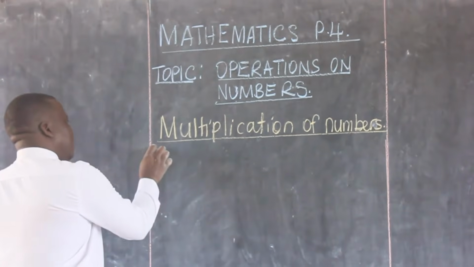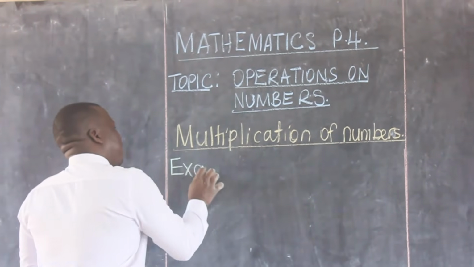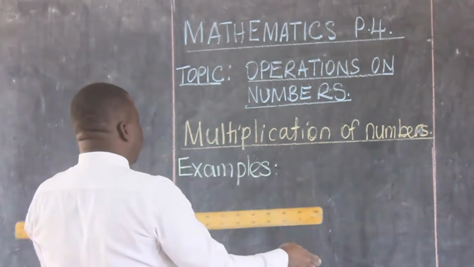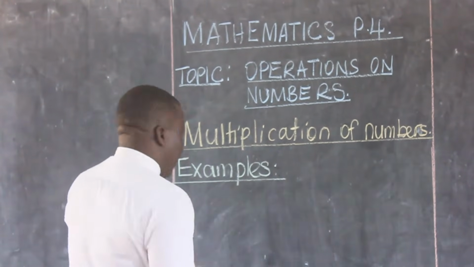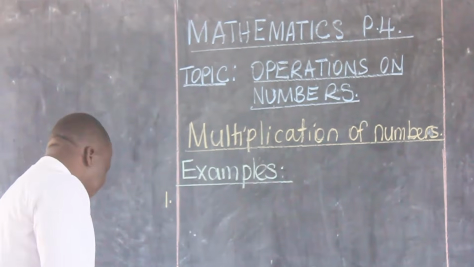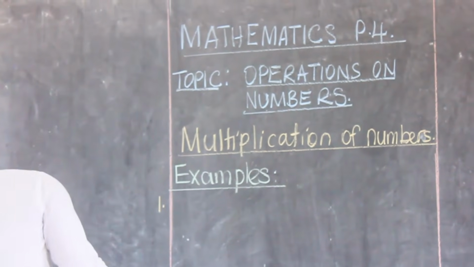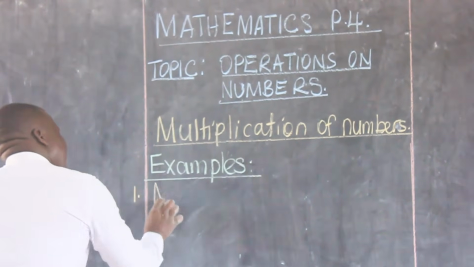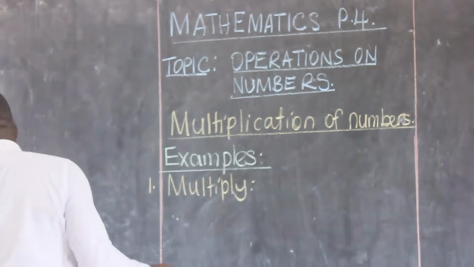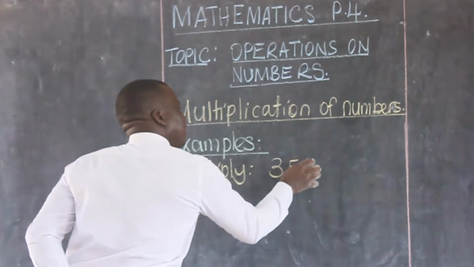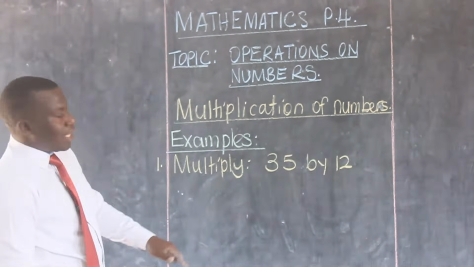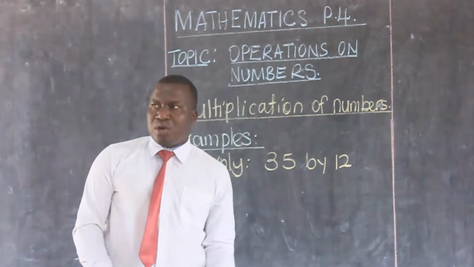And very quickly we shall move to examples. And our very first example, number 1, is multiply 35 by 12. Okay? Multiply 35 by 12.